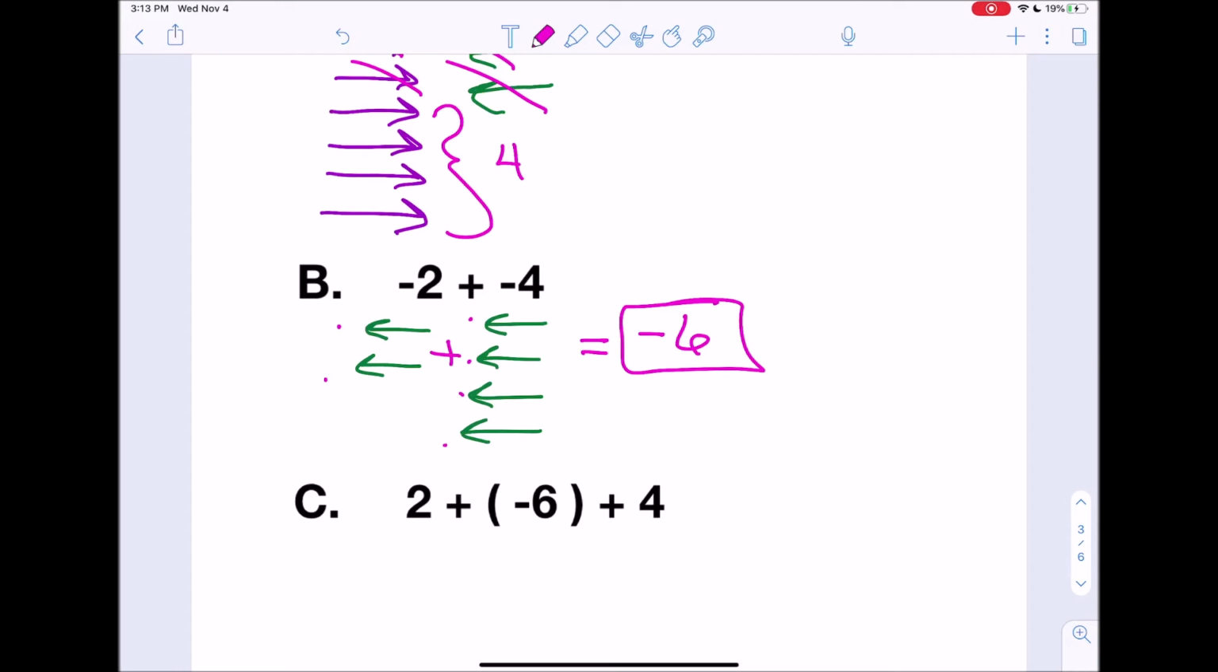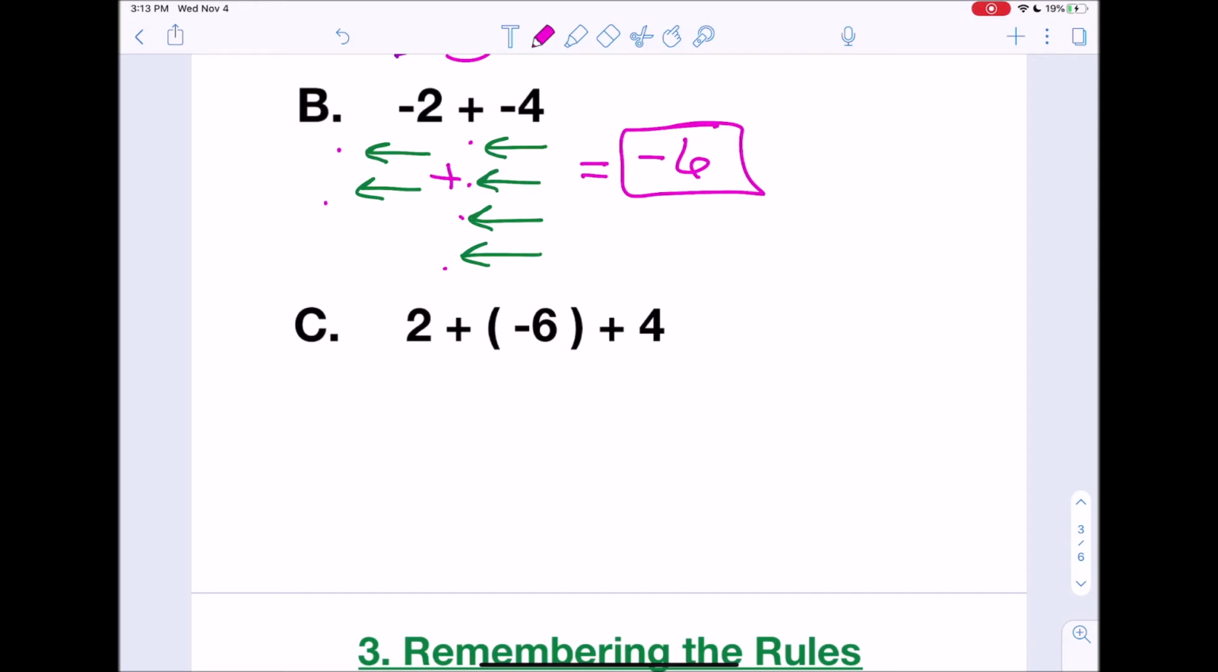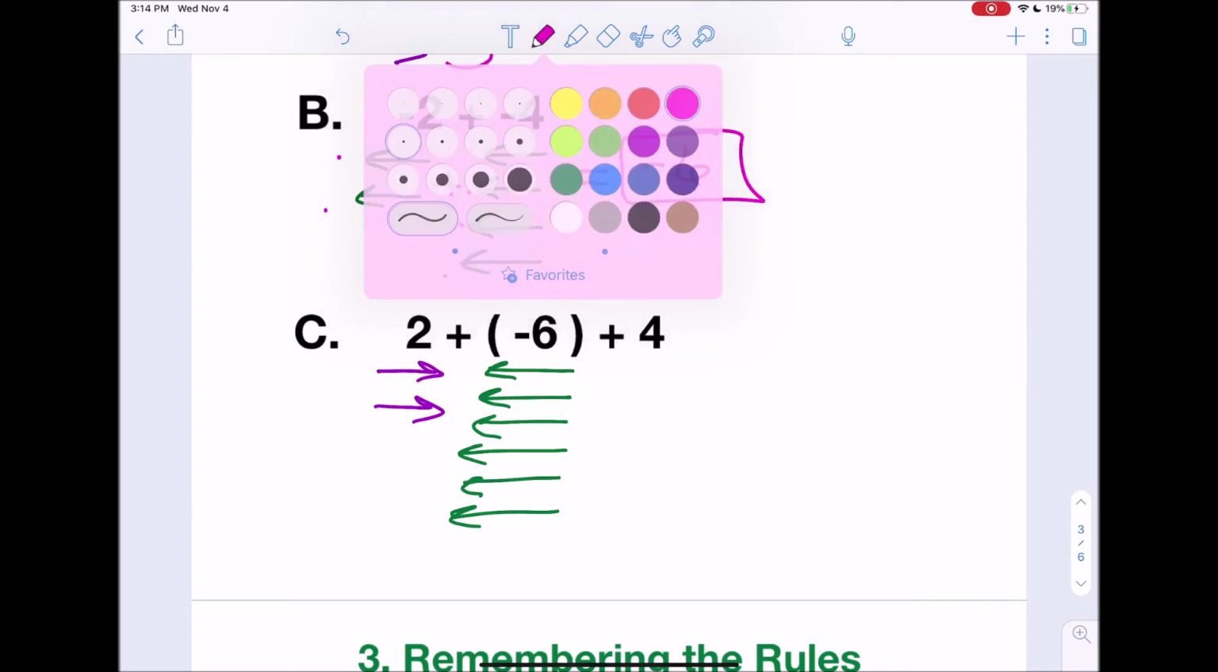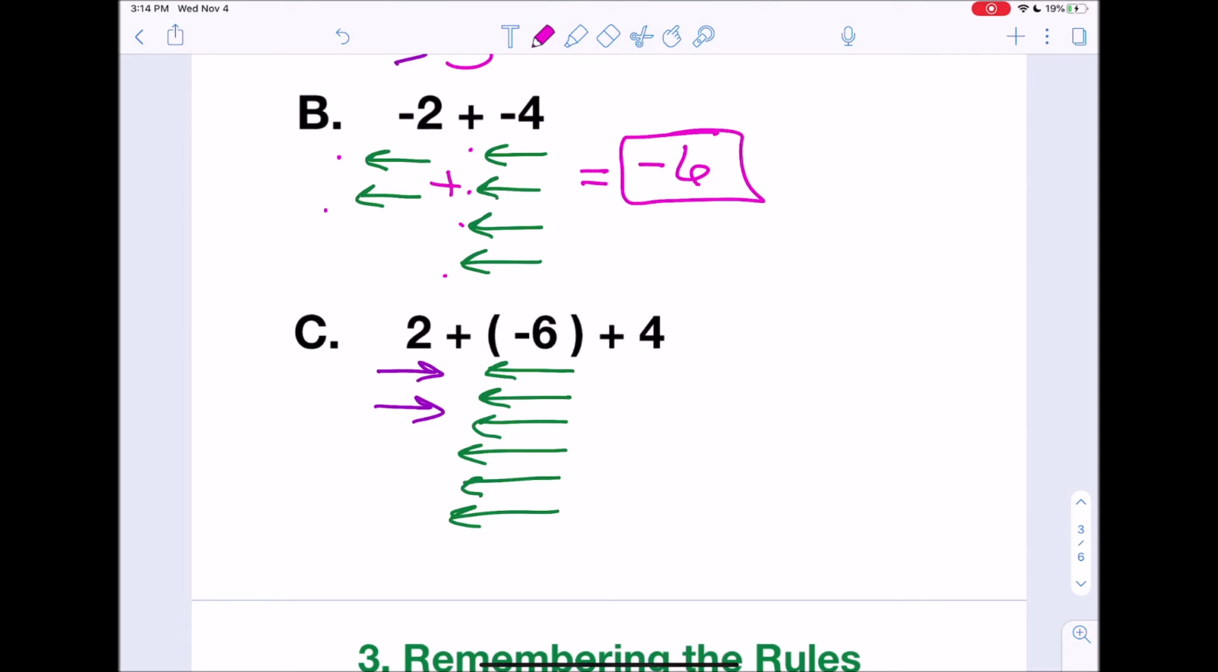Okay. And last but not least, here's our multiple integers. Once again, I'm going to continue with my arrows. So 2 positives will be 2 arrows to the right. 6 negatives will be 6 arrows to the left. Now, when you're solving multiple integers and you're wanting to use the arrows, we're still going to match them up. So we have the 2 positives for the 2, the 6 negative arrows for the 6, and now 4 more positive arrows for the 4.